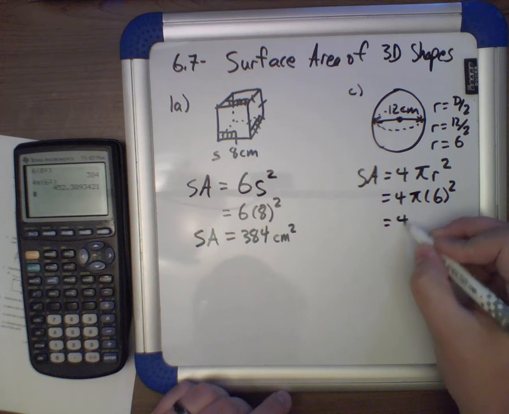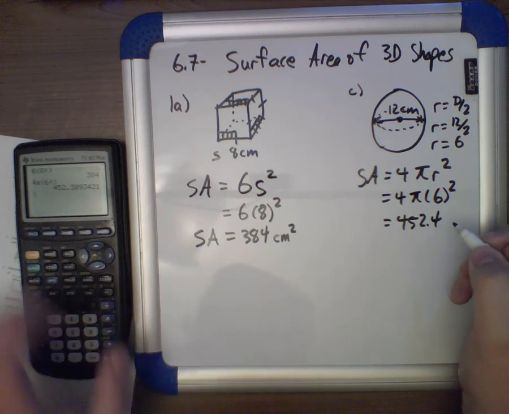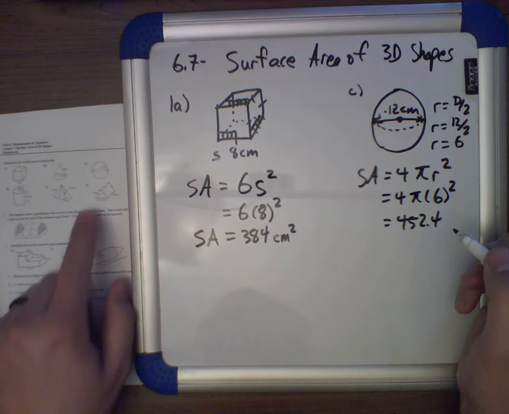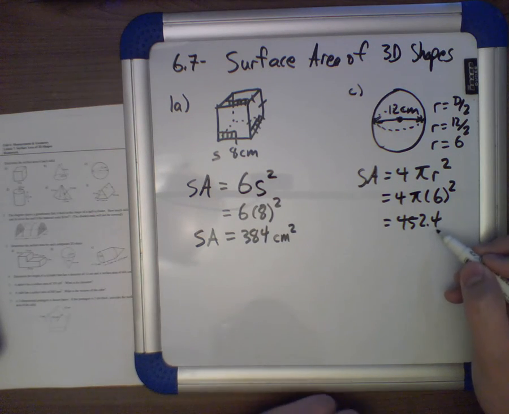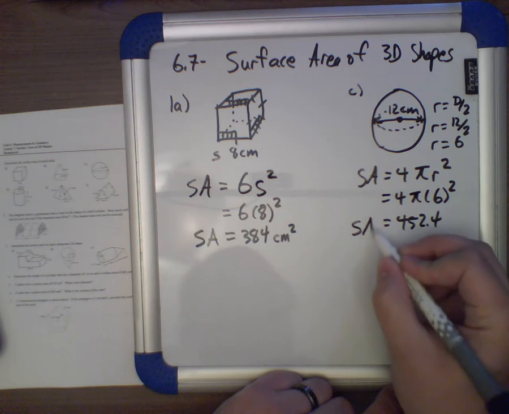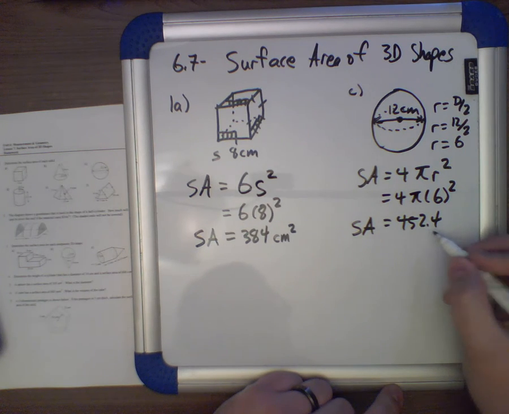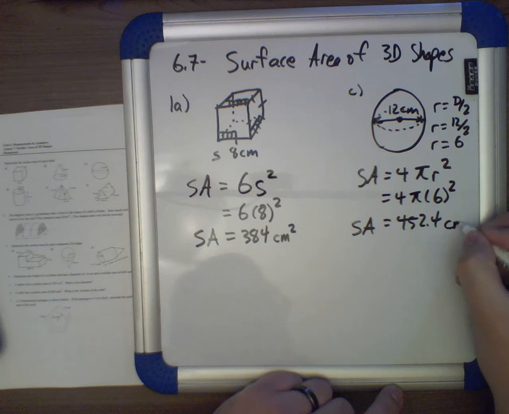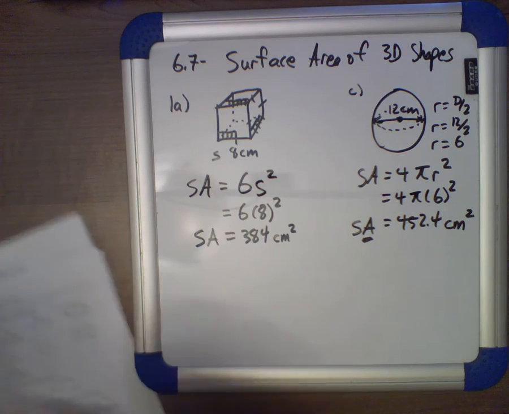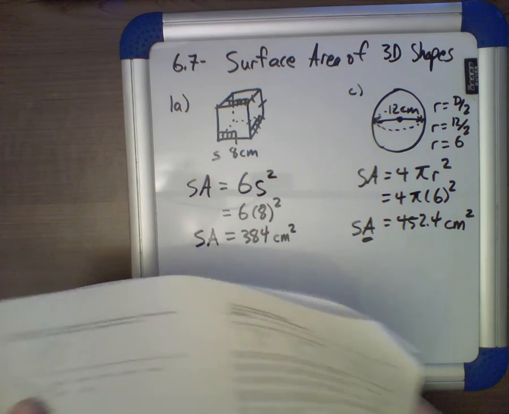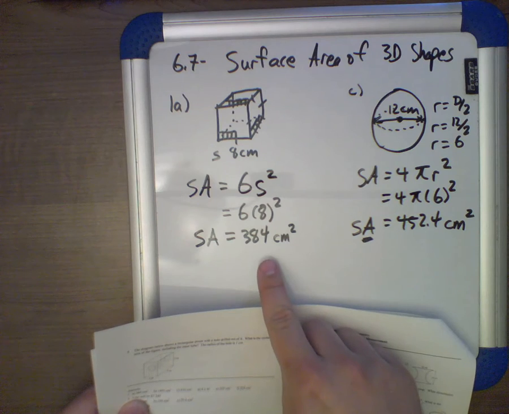It's going to be 452.4. Do you have any instructions about rounding? No. So we can round to the nearest number or nearest one decimal place if it doesn't tell us. So surface area is 452.4 centimeters. Remember, it's an area, so it's going to be squared. Let's double check our answer key really quickly, make sure I haven't made any mistakes. 1A, 384 centimeters squared looks good.